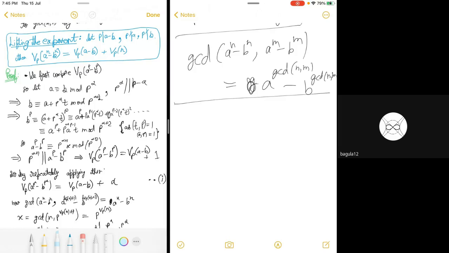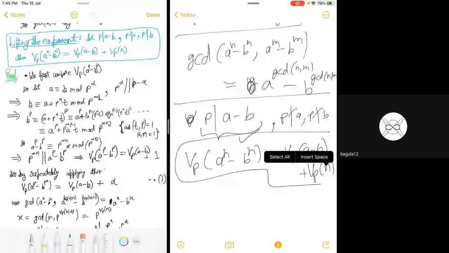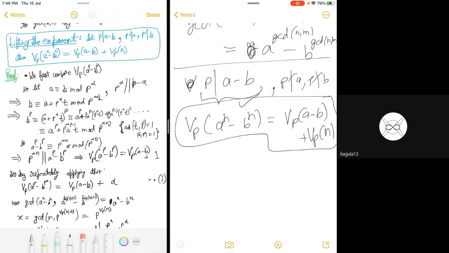So now we will prove the main result regarding the exponent of a prime, which is called the lifting the exponent lemma, LTE. It states that if P divides A minus B, this is an important condition, and P does not divide A and P does not divide B, then Vp of A to the n minus B to the n is equal to Vp of A minus B plus Vp of n. So this can be used to exactly compute Vp of A to the n minus B to the n if we know Vp of A minus B and if we know n.